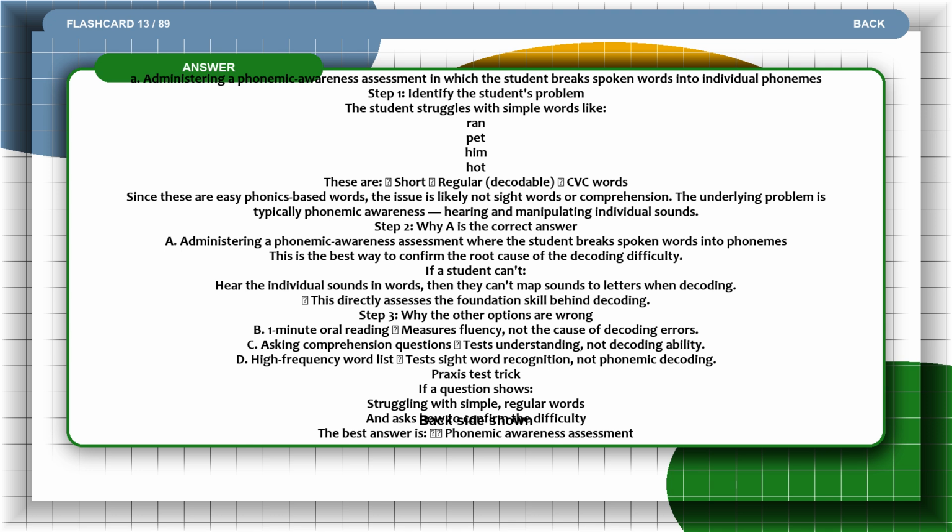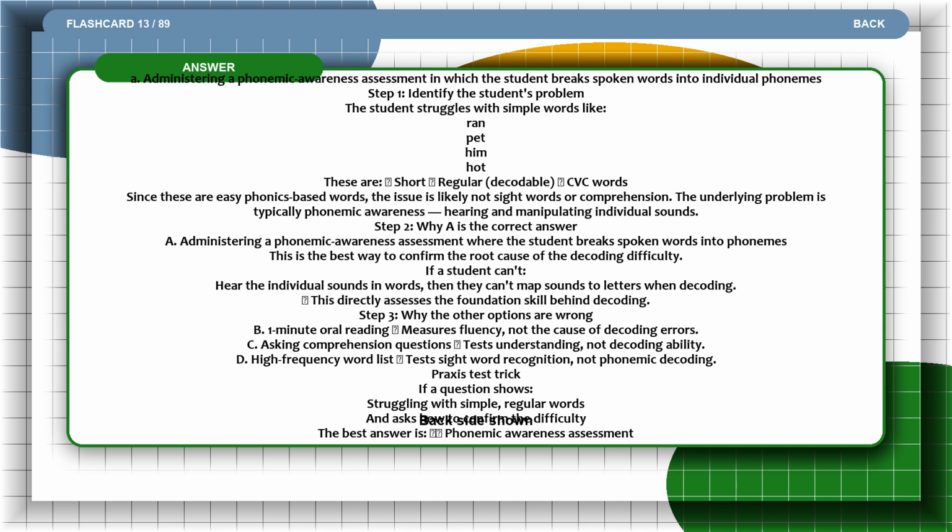Step 2. Why the correct answer is A. Administering a phonemic awareness assessment where the student breaks spoken words into phonemes. This is the best way to confirm the root cause of the decoding difficulty. If a student can't hear the individual sounds in words, then they can't map sounds to letters when decoding. This directly assesses the foundation skill behind decoding.